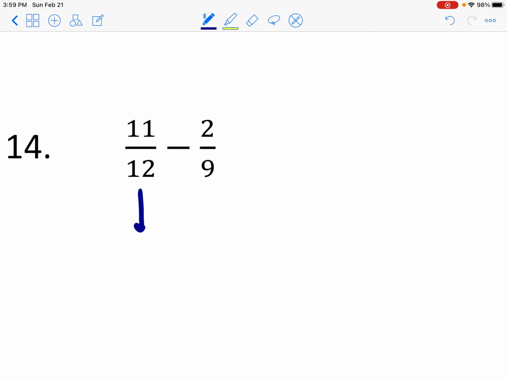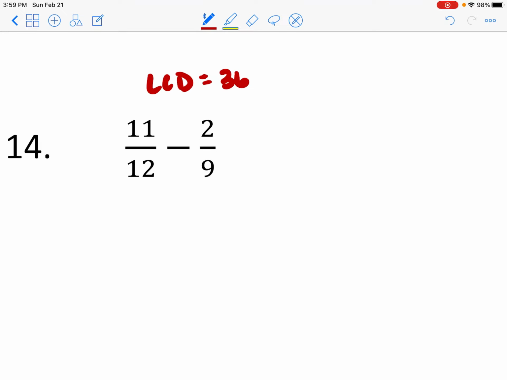I'm just going to start listing out multiples of 12 until I find something 9 goes into. So 12 times 1, times 2, times 3. Oh, there it is. 12 goes into 36, and so does 9. So 36 is going to be my least common denominator.